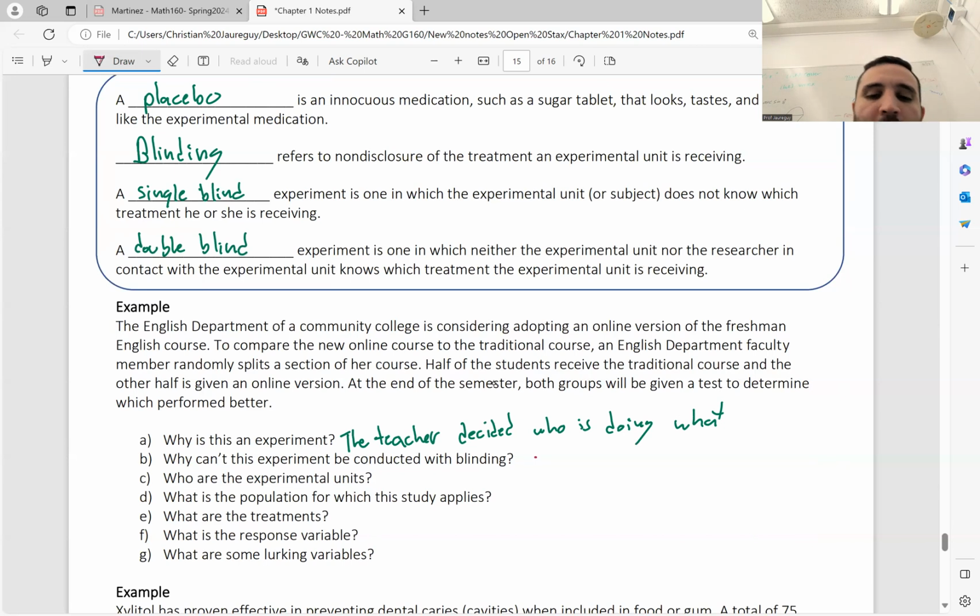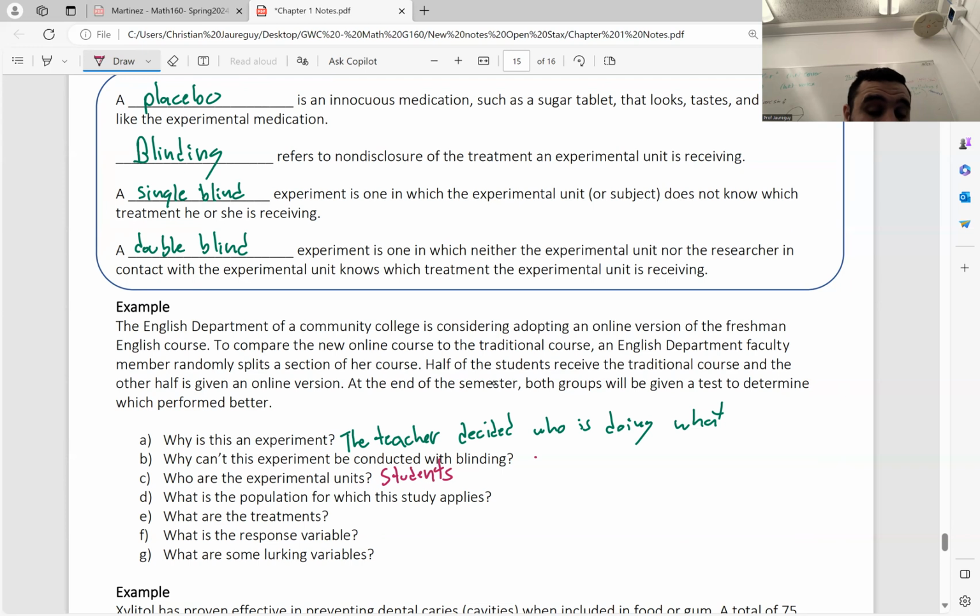Why can't this experiment be double blinded? I'm not going to write this out, but it seems obvious. It's because you know whether you're online or in person. You know whether you're online or traditional. I can't trick you into coming to class and be like, oh, you're actually online. You didn't know it. No, there is no blinding involved there. Who are the experimental units? The students.